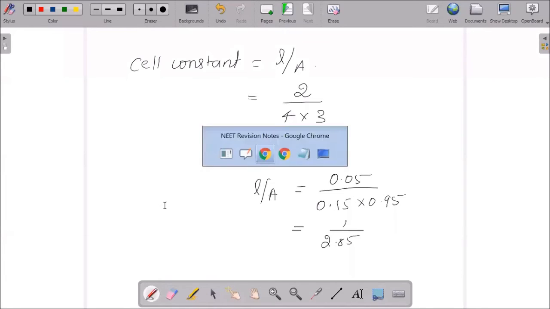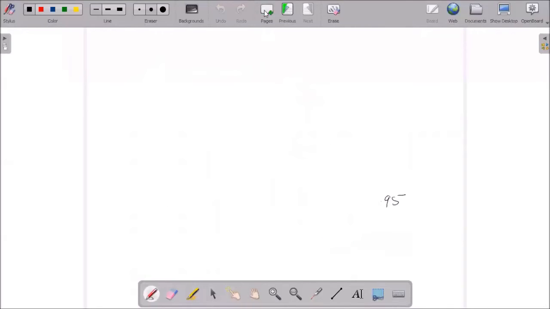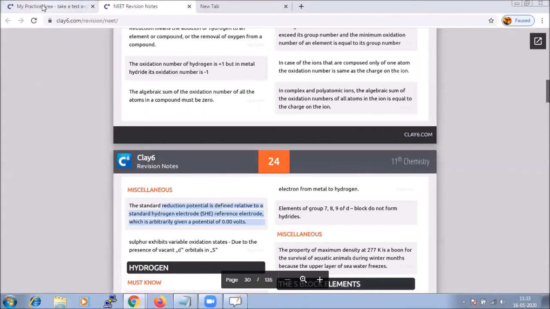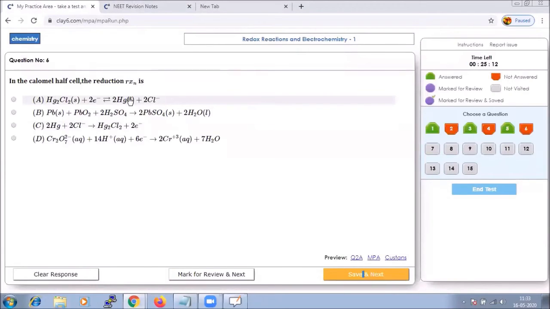So when we say saturated calomel, it should be like Hg2Cl2 plus 2 electrons will give you 2Hg plus Cl minus. This is in the calomel half cell, the overall reaction is considered to be this one. But what they have asked us, it is regarding the calomel electrode. Do remember, calomel electrode is also considered as one of the standard electrode. It is taken at some places. Let us save that and go to next.